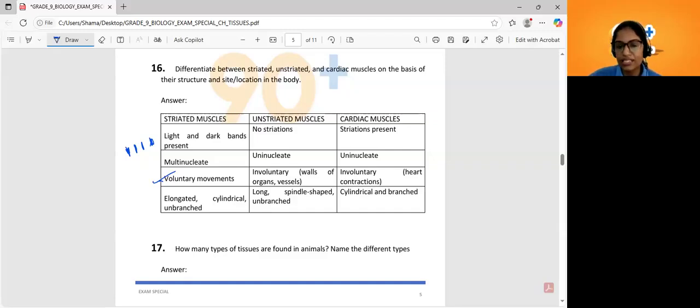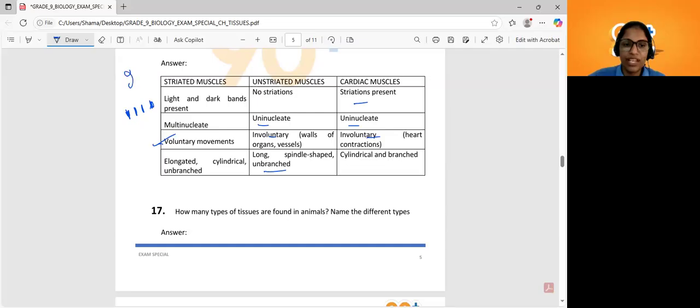In the case of unstriated muscle, no striations can be seen. They are uninucleate, that is, only one nucleus can be seen. They are involuntary, we cannot move them according to our will, so they are seen in the walls of organs, vessels and so on. They are very smooth. They are long, spindle shaped and unbranched in the case of unstriated or smooth muscle. Next is cardiac muscle. In cardiac muscle, striations are present. They are uninucleate, involuntary, cylindrical and branched. That is the peculiarity of cardiac muscle, and this is very, very important, a sure question. The difference between striated, smooth and cardiac muscle is a short question.